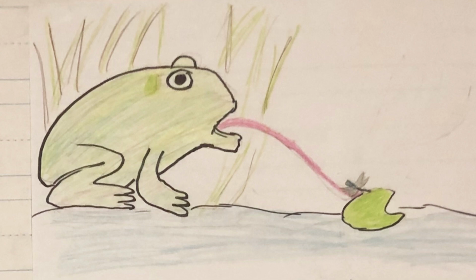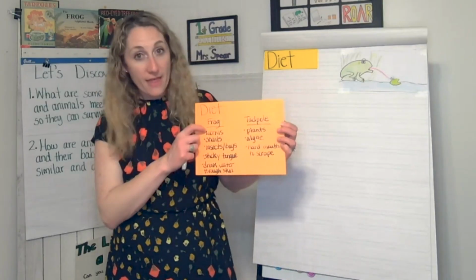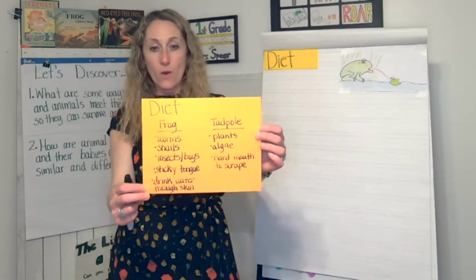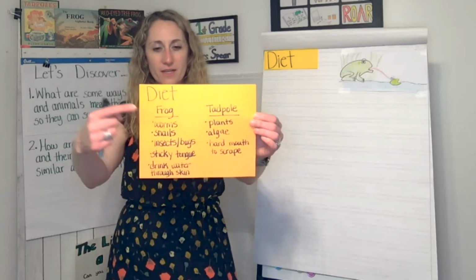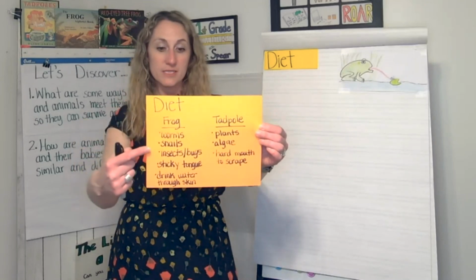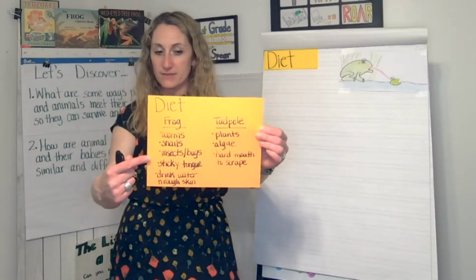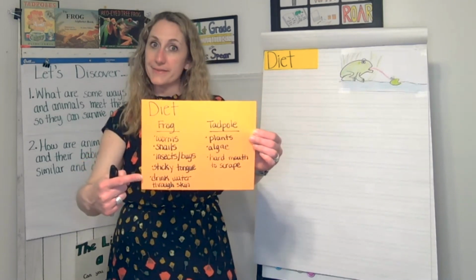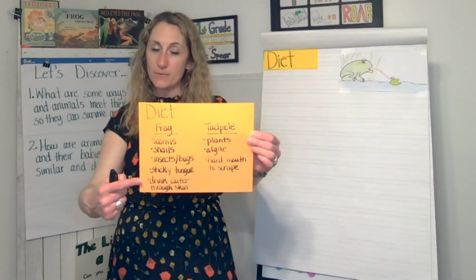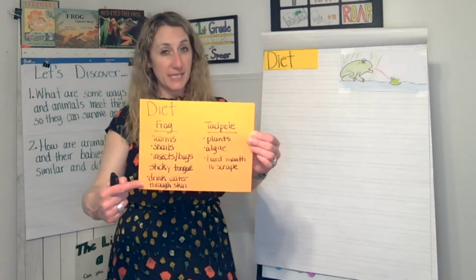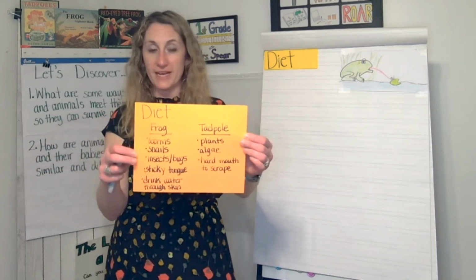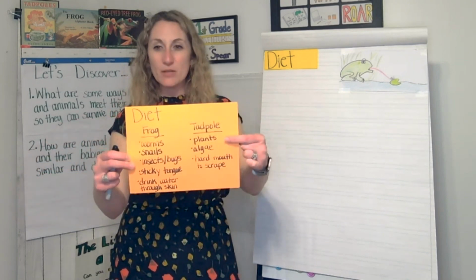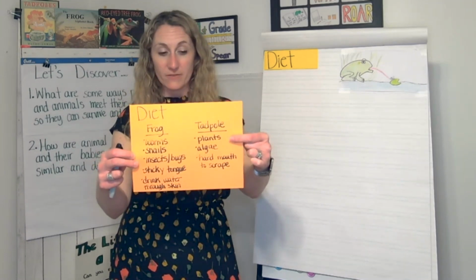So here's some notes that I have about what I learned when I did my research. Here's things we know about a frog. A frog can eat worms, snails, insects or bugs, and has a sticky tongue. Also, I learned that frogs drink water to help them survive by absorbing it through their skin. That was kind of a cool fact I didn't know. Let's think about tadpoles, how they're a little bit different from frogs.